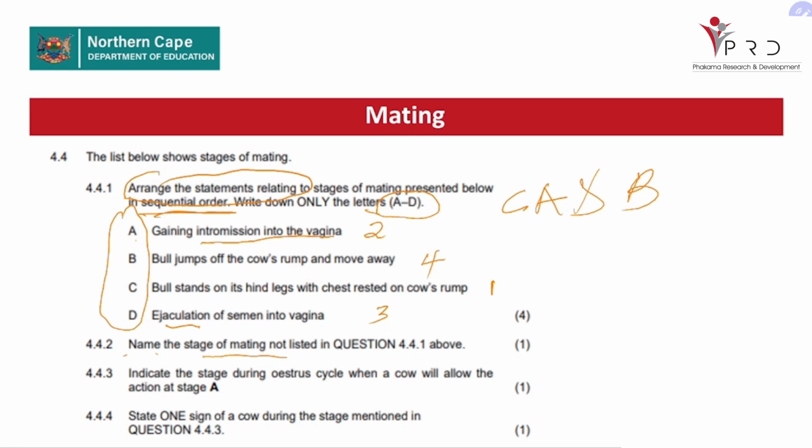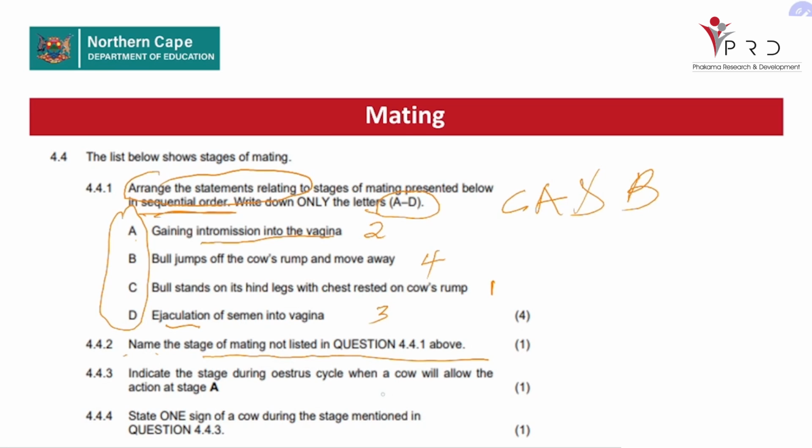Name the stage of mating not listed. By looking at this, it addresses only four stages. Which stage is not listed? Then that will be courtship. Courtship is not addressed on this one.